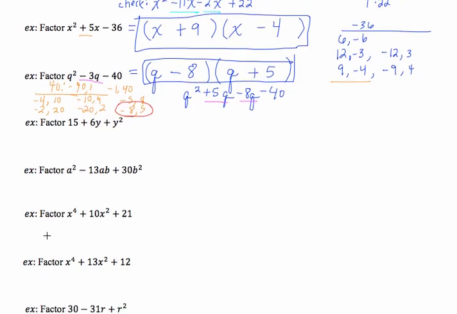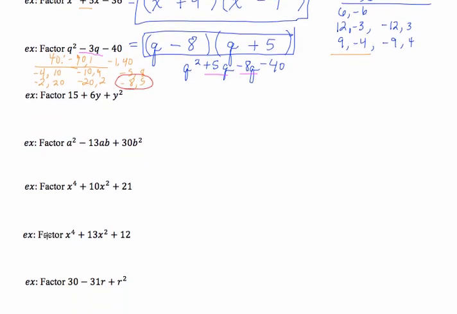This next one is again similar, but it looks a little bit different. Don't let it fool you. It's just written in a different order. If you don't like this order, where the y squared is the last term and the constant is the first term, we could just reverse the order. So that's what I'm going to do first. I'm going to reverse the order and write it as y squared plus 6y plus 15. That way it looks the same as all the other ones we've done.